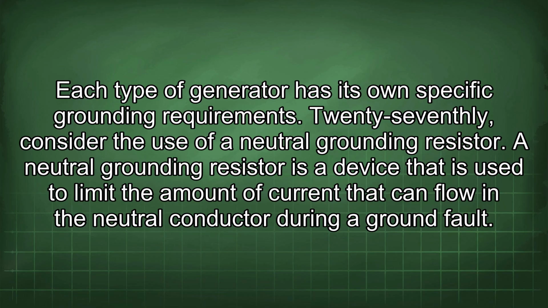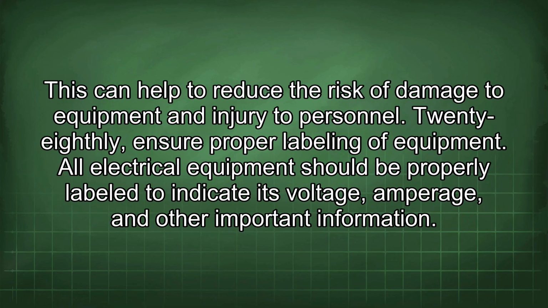27thly, consider the use of a neutral grounding resistor. A neutral grounding resistor is a device that is used to limit the amount of current that can flow in the neutral conductor during a ground fault. This can help to reduce the risk of damage to equipment and injury to personnel.